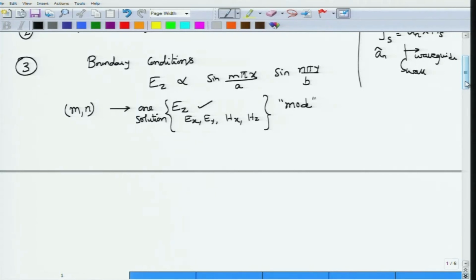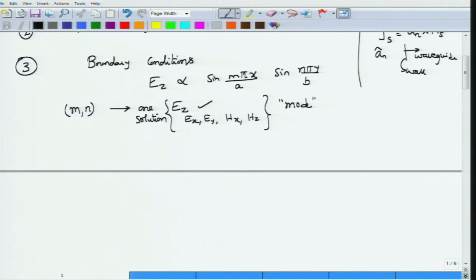So what distinguishes one mode from another is the components m and n, because the form of all modes will be essentially the same. If you leave out the constants, the z component of the electric field will go as sin(m pi x by a) sin(n pi y by b), and giving different values of m and n will produce different modes. So the question is, what is the lowest value of m and n?